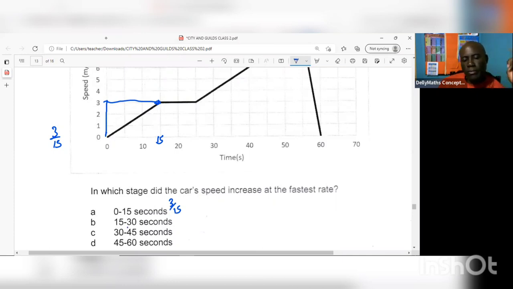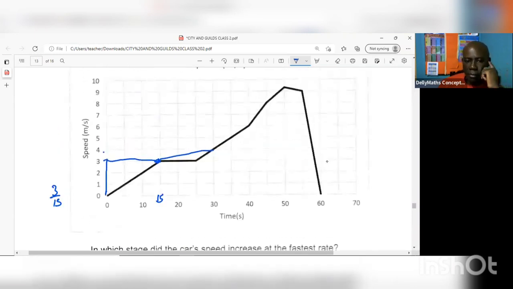Then we're moving from 15 to 30. This is 30, so we're talking about this right here. This is just 1 unit, so this is 1/15. This is 1/15. You can see this is leading already. 30 to 45. Let's look. 30 to 45. We're checking. 30 is here.